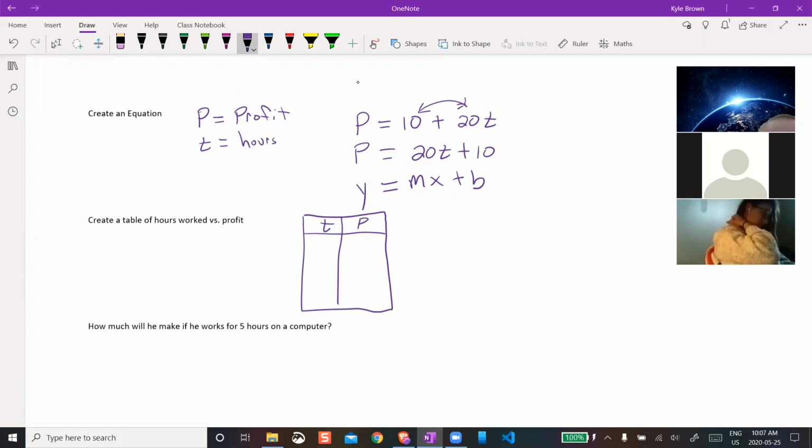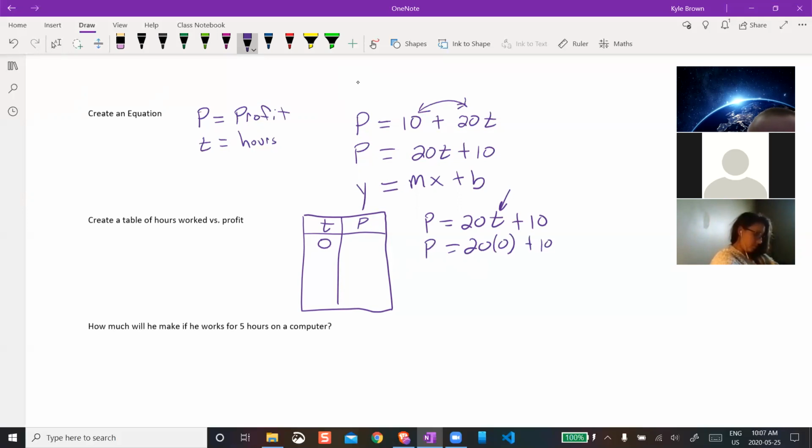Okay, so let's say I worked 0 hours. So at 0 hours, P is equal to 20 times T plus 10. If I work 0 hours, that means I'd throw a 0 into this. That'd be P is equal to 20 times 0 plus 10. Well, anything times 0 is just 0, so that would just be 10. And doesn't that make sense? He makes $10 no matter what. So that makes sense, that he'd be starting at 10.